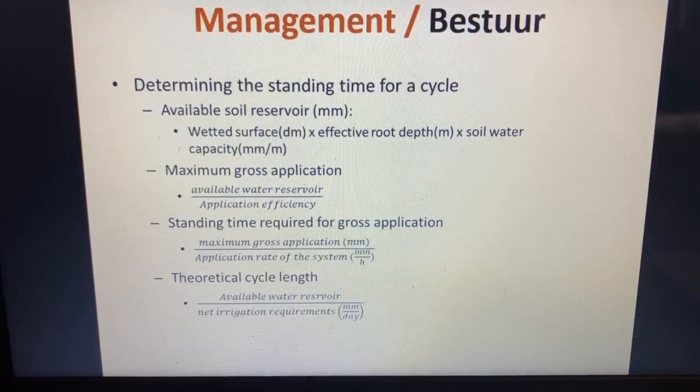And then your theoretical cycle length is the available water reservoir again at the top, divided by your net irrigation requirement. That is the amount of milliliters that your plant requires per day.